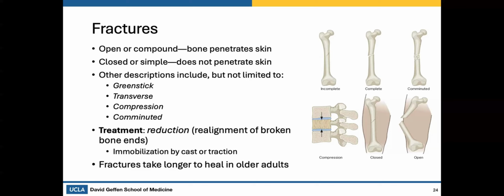And a comminuted fracture is a break where the bone shatters into multiple pieces. There are a lot of other types of bone fractures: spiral fractures, oblique fractures, stress fractures, avulsions, buccal fractures. There are multiple different descriptions and names that are used for different types of fractures. I would recommend paying attention to the descriptions that are on the screen: green stick, transverse, compression, and comminuted.